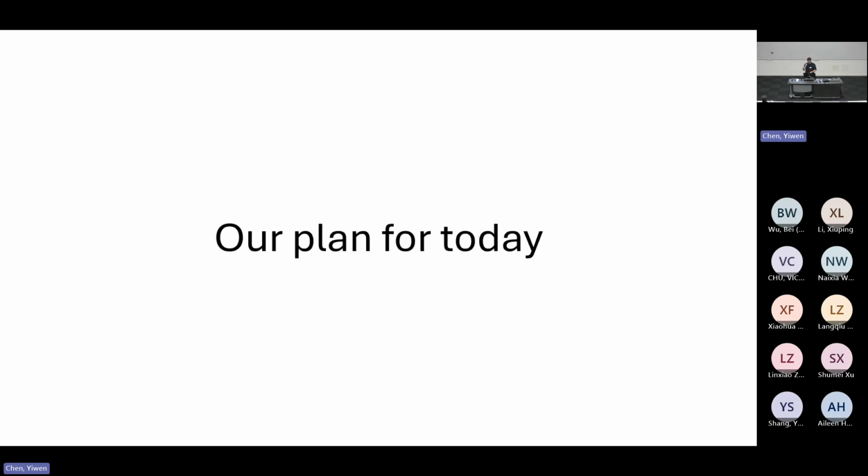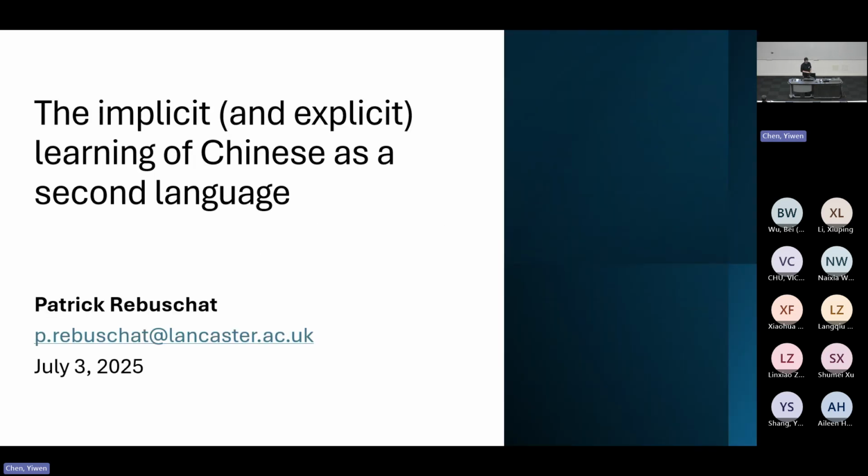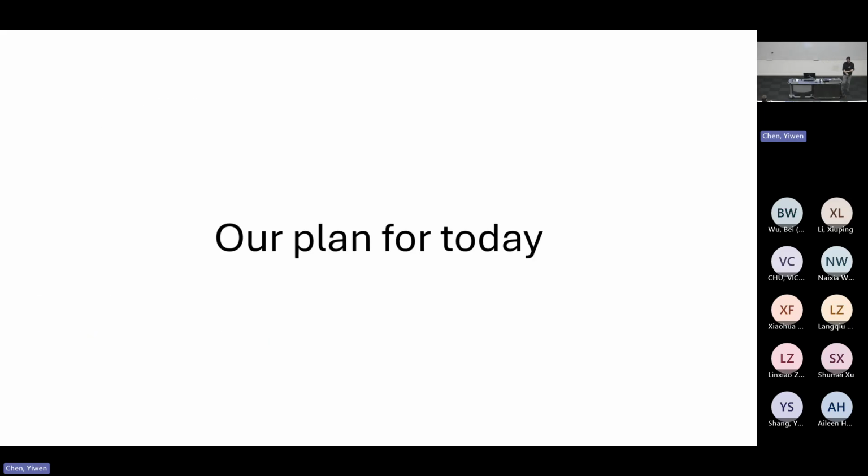All right, so what is the plan for today? I'll be talking, as you've seen, about implicit and explicit learning of Chinese as a second language. The plan is very simple. I'll start off by explaining what is implicit and what is explicit learning of language. It's the main topic I've been working on for many years now. Then in the second part, I'll give you two examples of how we do research on implicit and explicit learning in our research group. I want you to have an idea of how we do experiments on this topic. And then in the third part, I'll reflect a little bit about implications for future research, but also pedagogical implications.